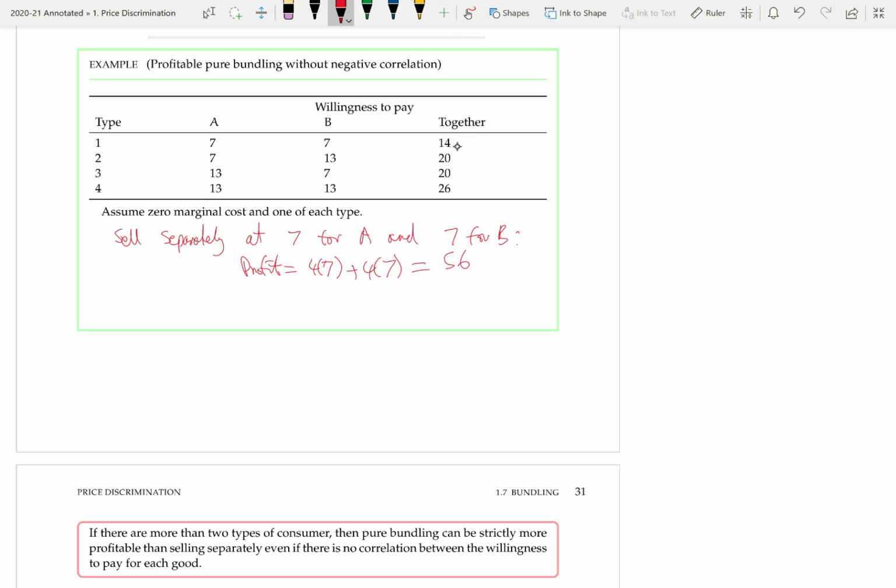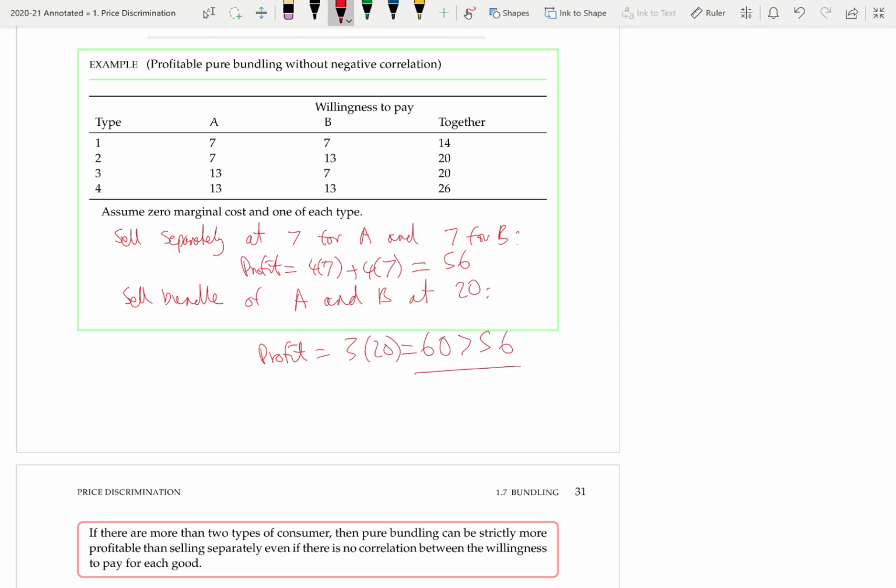Whereas if they sell the bundle, they have to again think about the price. It could be 14, 20 or 26, which gives the highest profit. Well, it's not 26, that gives a profit of just 26. If they price at 20, they're going to sell 3 of the bundles and get a profit of 3 times 20, which is 60. If they price at 14, they'll sell 4 of them and get a profit of 4 times 14, which is only 56. So the best thing to do is sell the bundle at 20. And the profit will be 3 times 20. So the profit from pure bundling is greater than from selling separately.